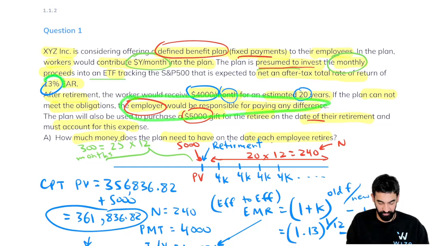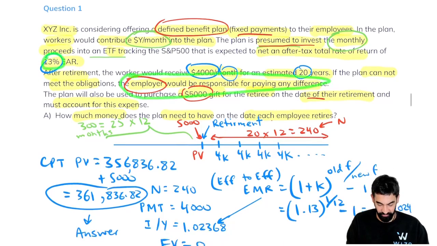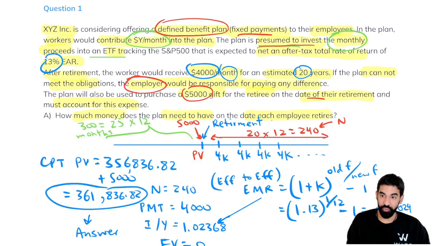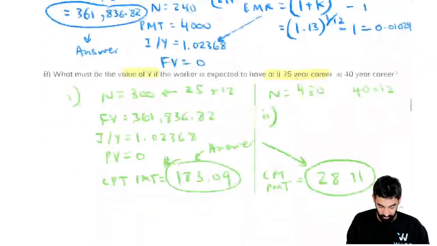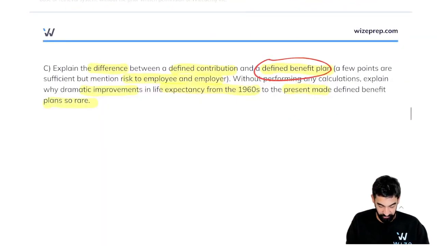So the effective annual rate is 13%. But at the end of the retirement time, if they don't come up with this amount of money, 361, let's say they only had 300,000, the employer would pay the extra 61,000. So they're actually giving you half the answer. They're telling you what a defined benefit plan is. So we can answer that part first. So we could say, like, point 1.